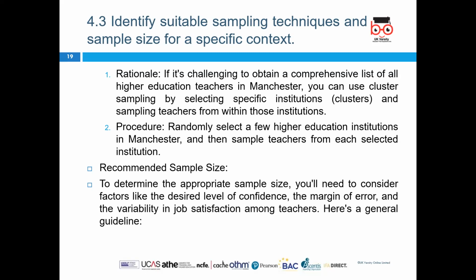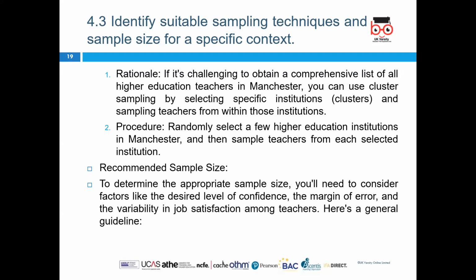So what is the recommended sample size? The recommended sample size is to determine the appropriate sample size. You need to consider factors like desired level of confidence, the margin of error, and the variability in job satisfaction. So these are the statistical terms that you should be aware of. What is the level of confidence? It could be 95%, so that results are statistically significant and only 5% can be rejected. And then the margin of error and the variability in the job satisfaction.